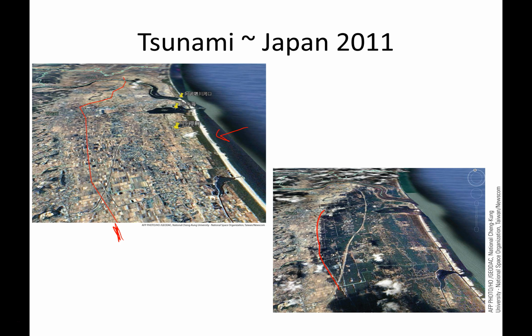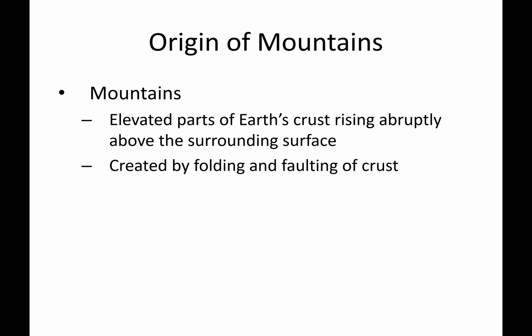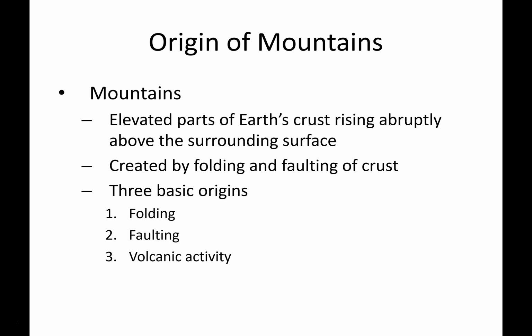All right, I'm going to continue this part. This seems like it's a little out of order, but just bear with me. Mountains are places where the Earth's crust is taller than its surroundings. There are different ways to create a mountain. A common way is that the Earth's crust is folded, or the crust is breaking along a fault. So: folding, faulting, and volcanic activity.